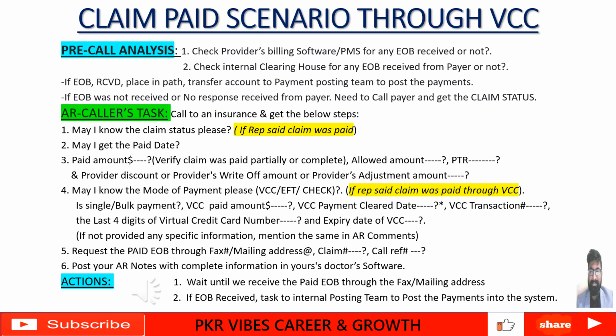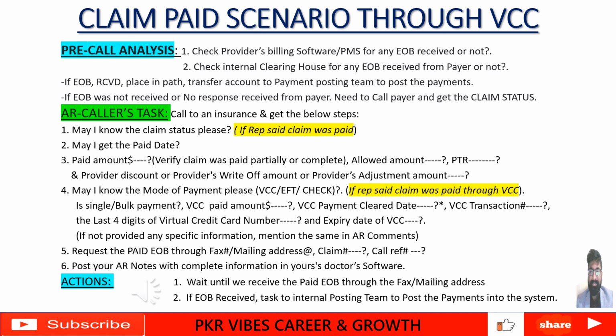So you have to get the complete payment details: what is the paid amount, what is the allowed amount, what is the patient responsibility, and what is the remaining discount amount, from the insurance representative. Sometimes whatever they allowed, they paid. So allowed and paid are the same, meaning there is no patient responsibility and no other discounts. In that way also you have to get the information.